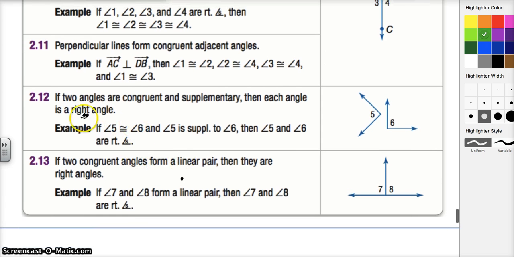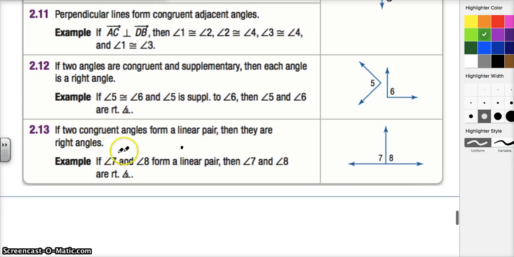All right, let's go back down here to 212. If two angles are congruent and supplementary, then each angle is a right angle. Let's say that again. If two angles are congruent, let's say 5 and 6 are congruent, and they're supplementary, when we add them up, we get 180, then each is a right angle. Well, that makes sense. Congruent angles are the same. If I've got two angles that are the same that I'm adding together and I'm going to get 180 degrees, best believe that those angles are 90-degree angles or right angles.